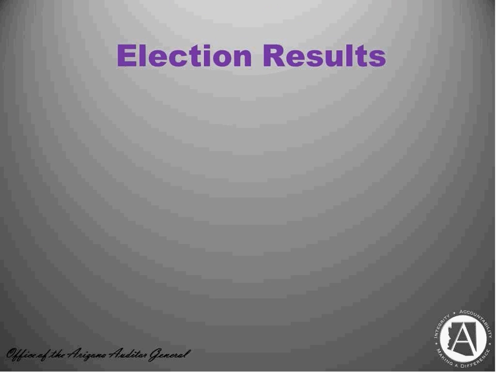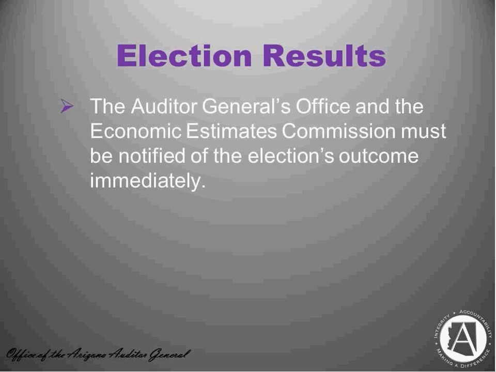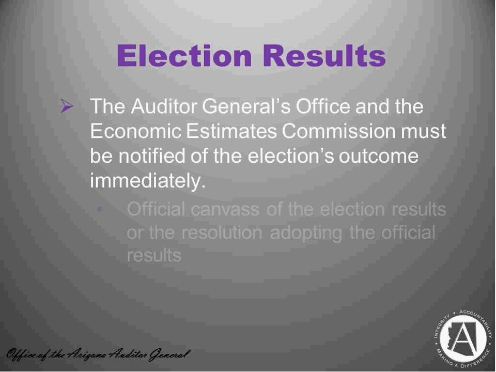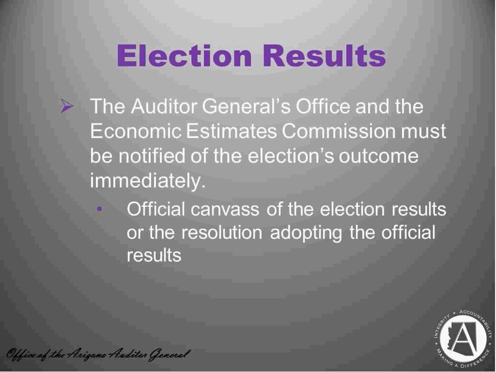ARS Section 41-563.03(F) requires that cities, towns, and counties must submit their permanent base adjustment election results to both our office and the EEC. The entities must submit the official canvass of election results, or the resolution adopting the official results that have been passed and adopted by the mayor and city or town council, or board of supervisors.